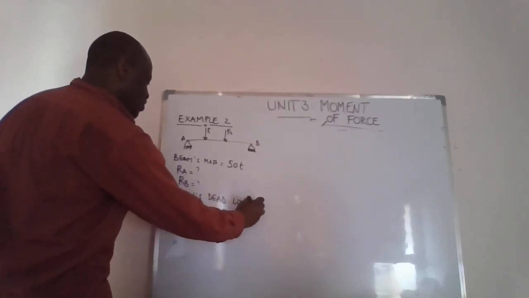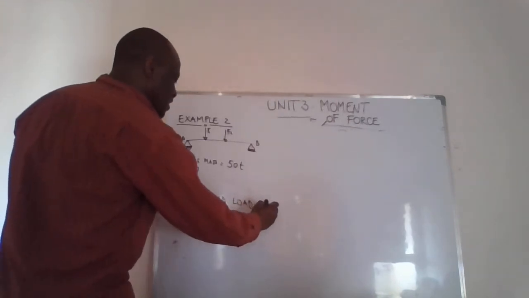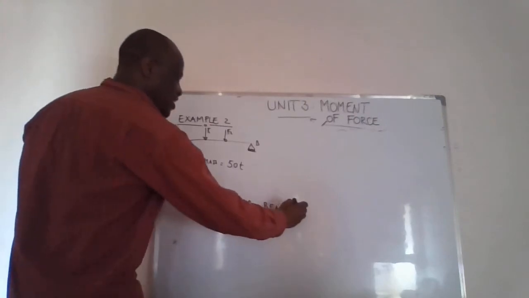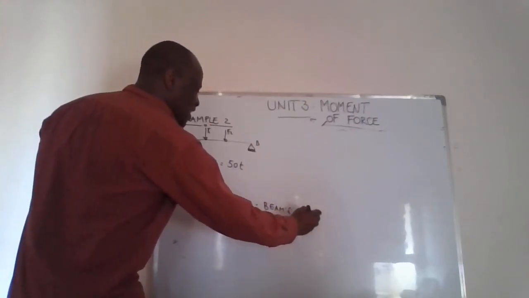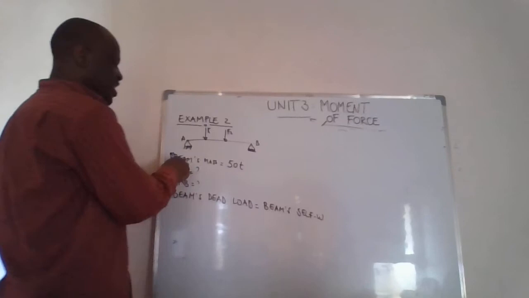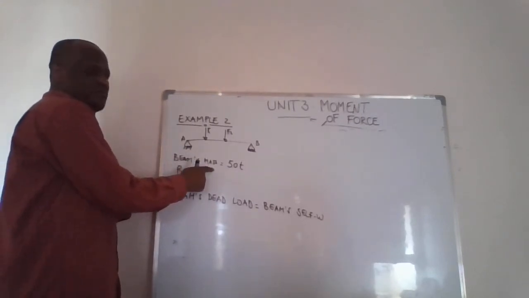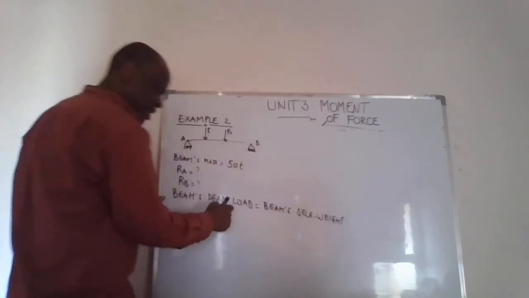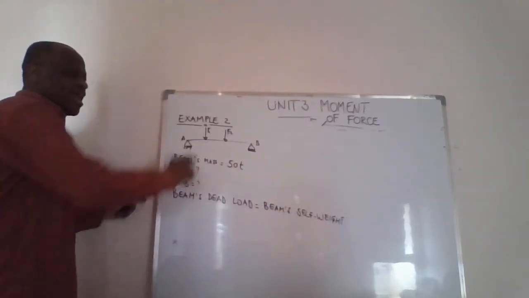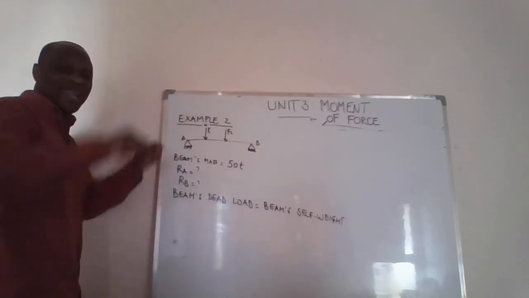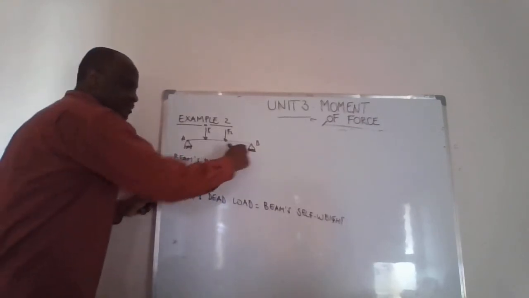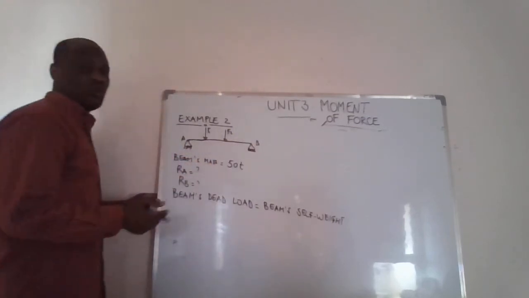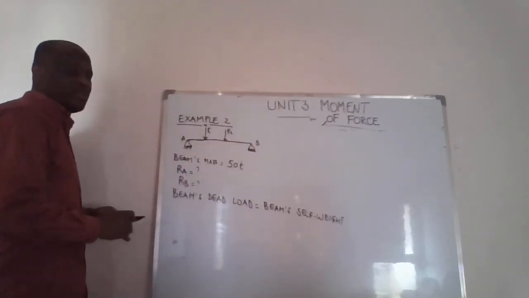The beam's dead load is known as the beam's self-weight. We call it the beam's dead load, but it can also be called the beam's self-weight. Because you are given the beam's self-mass, it's possible to get the beam's self-weight, which is known as the beam's dead load. F1 and F2 are known as live loads. The weight of the beam is what you call the dead load because it can also have an impact on the reactions.